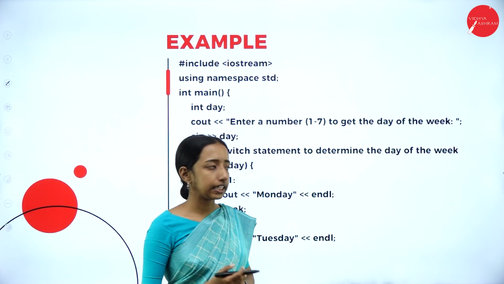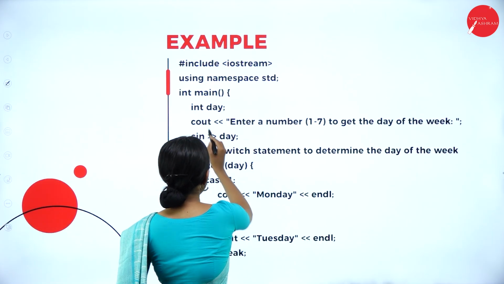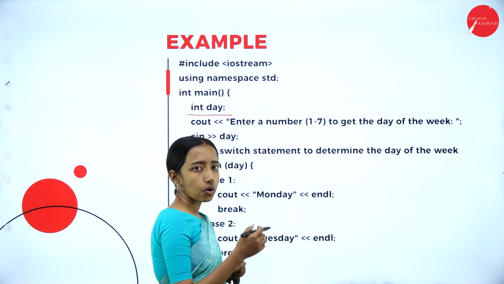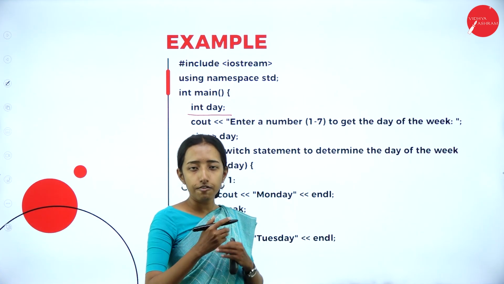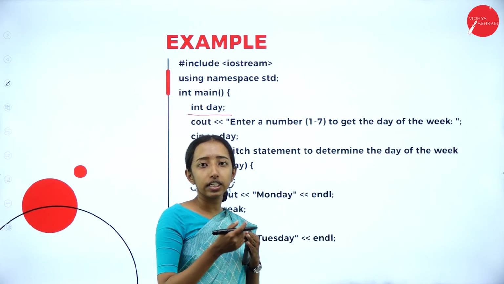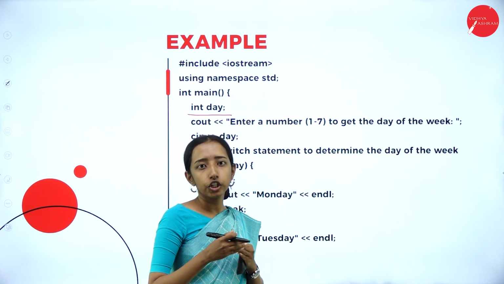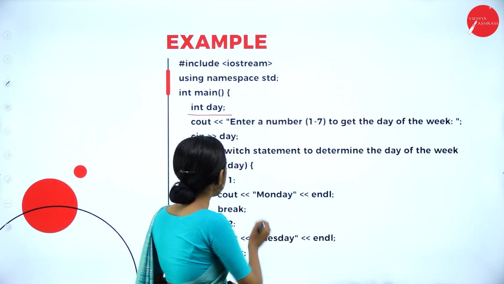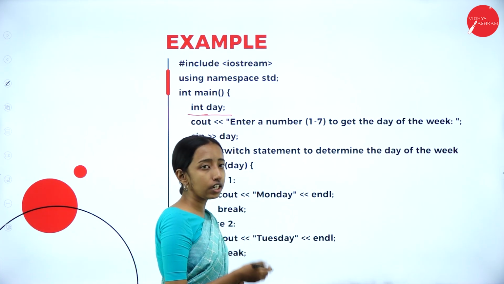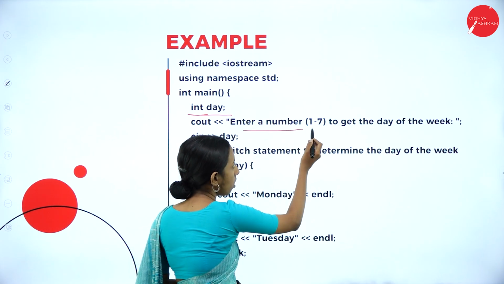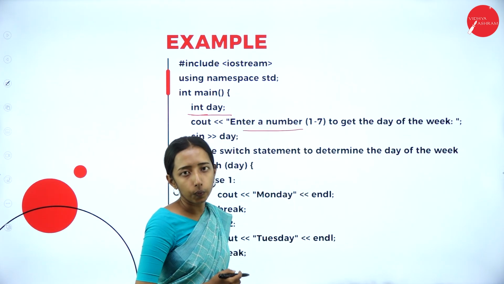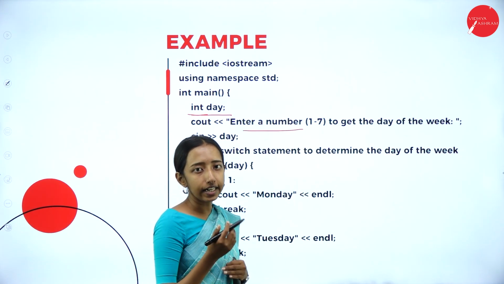So here I have taken an example. Here I have taken int day. So I have taken the day in integer type, not string. If I had taken a string, I would have to put it as Monday, Tuesday. But I have taken it as an int, so I will give it in a 1 to 7 format. So enter a number to get the day of the week.